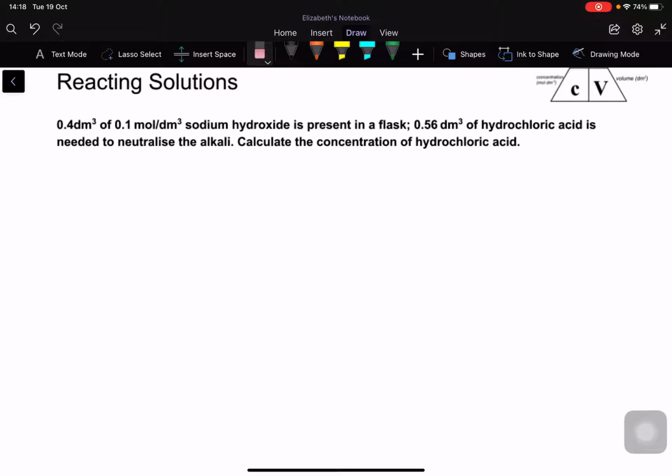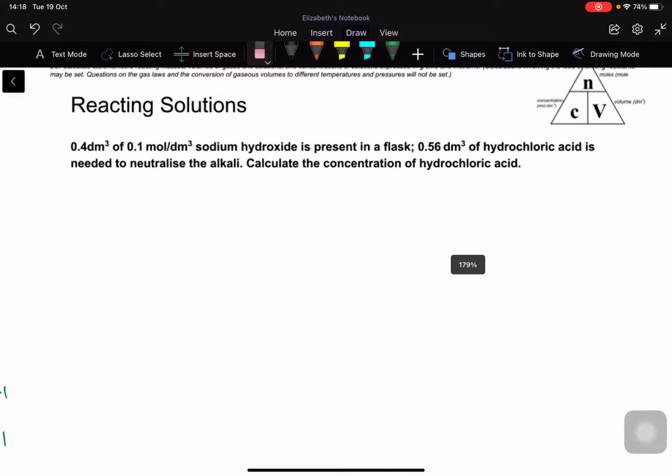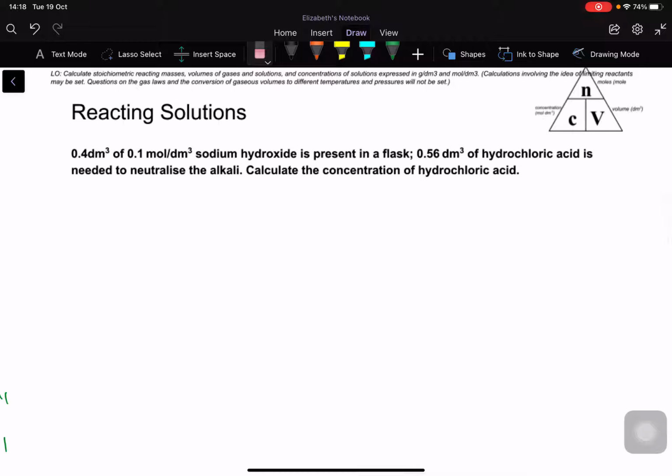Okay, so now we're going to talk about how to do equations involving solutions using dimensional analysis. And again, the basic idea here is we start out with our volume, we change it to moles using concentration, we use the ratio in the balanced chemical equation. That'll give us moles, and so we need to divide by volume to get concentration. So let me show you what I mean.